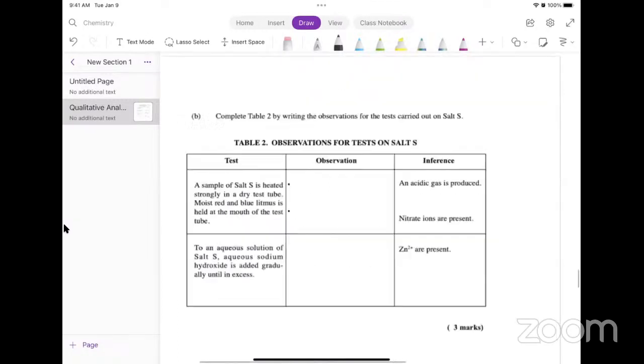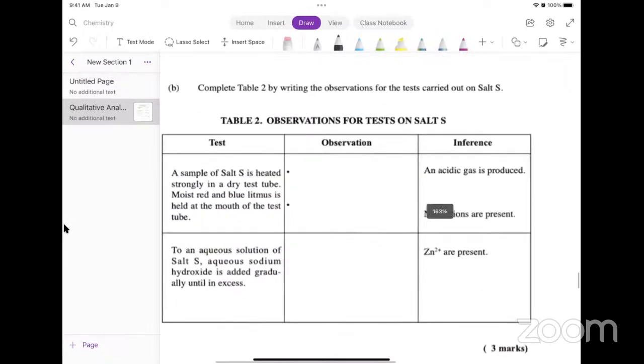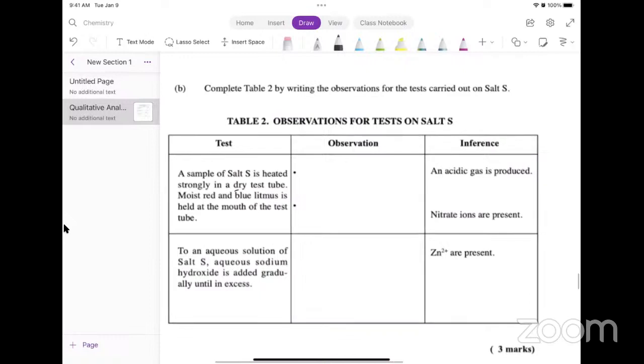Complete table 2 by writing the observations for the test carried out on salt S. A sample of salt S is heated strongly in a dry test tube, very important, it's dry. Moist red and blue litmus paper is held at the mouth end of the test tube. An acidic gas is produced. Nitrate ions are present. So because nitrate ions are present, we know that it'll have to be nitrogen dioxide gas that is being produced.